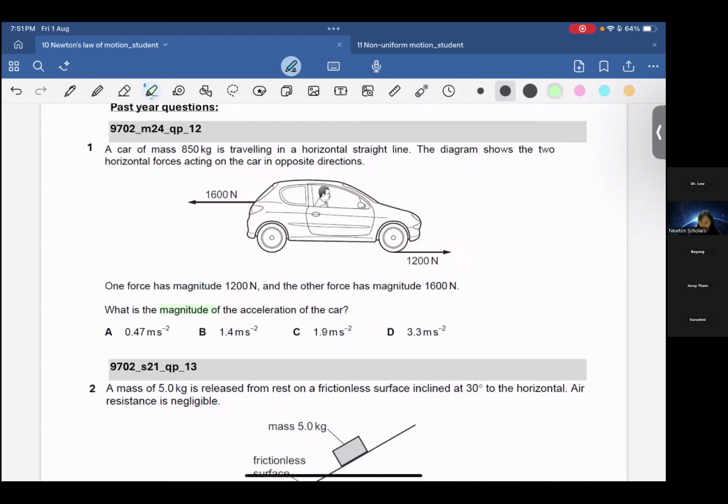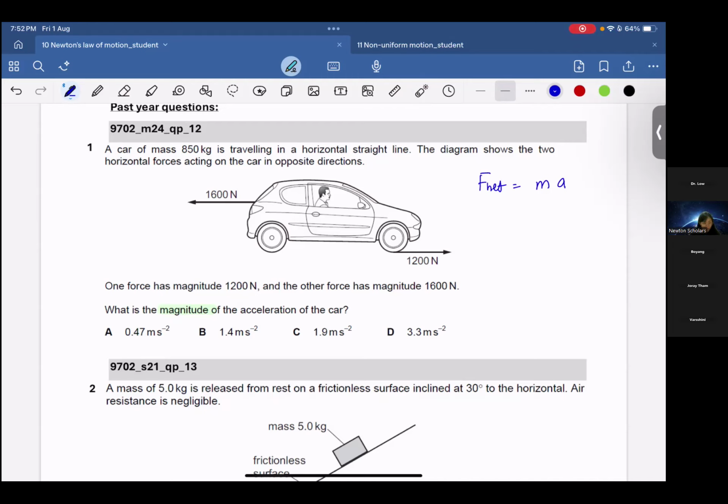Boys and girls, you try it right now using the formula F net equals to ma. Try to find out the acceleration, the magnitude of acceleration. Got one already get the answer. Good job. Okay, answer is A. Jahan, yes, correct.